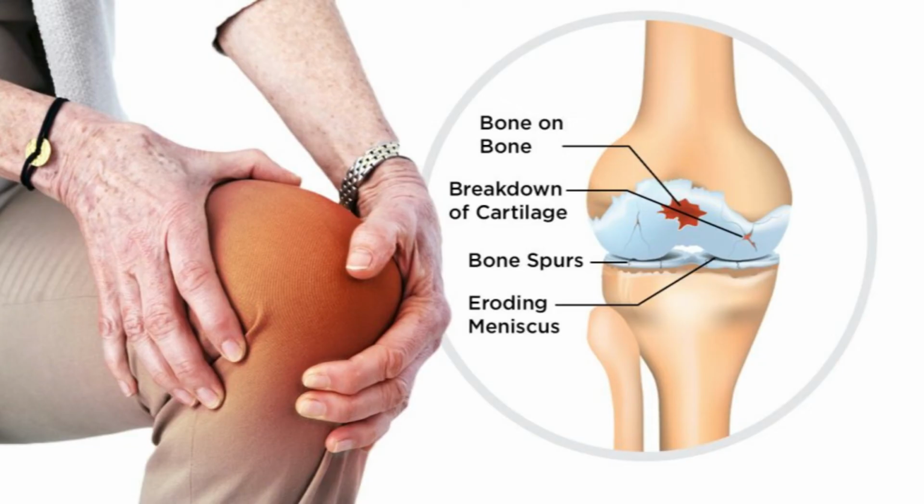Osteoarthritis is because of genetic factors, weak bone, excessive weight, excessive wear and tear, excessive use of joint, and age. This is the commonest arthritis of the knee, and 70% of knees are affected by osteoarthritis.